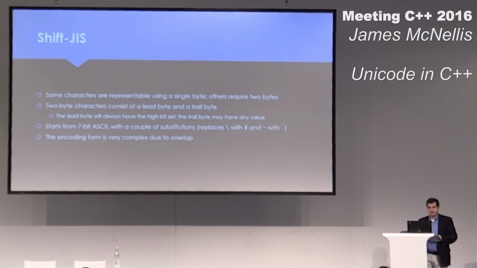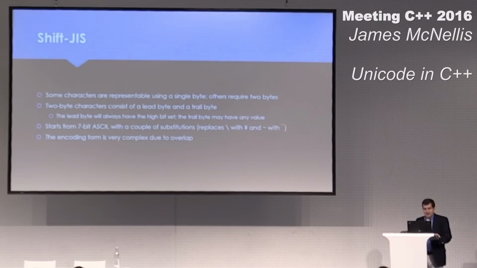So some characters are representable using a single byte, and others require 2 bytes. When we have 2-byte characters, they consist of a lead byte, which will be followed by a trail byte. And so if you find one of those lead bytes when you're scanning text, you have to then read the next byte, put them together, and then look it up in a table, and it'll tell you what the actual character is that's represented there.